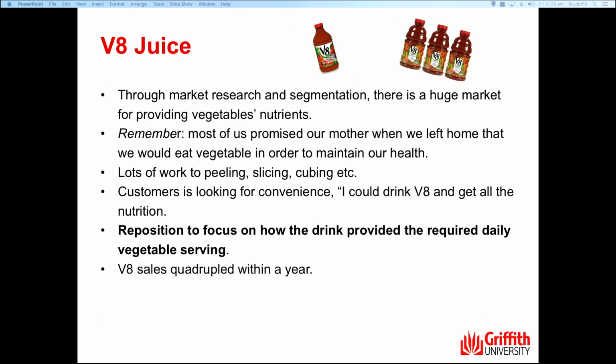They repositioned the product, starting from a clear problem, separating the symptom from the true problem. They repositioned and focused on how the drink provides the required daily vegetable servings. So they're not competing anymore with apple juice and other sweet drinks, and V8 sales quadrupled within a year. So this is an example of having a clear marketing problem. Once you are able to sort out the symptom and identify the real and relevant variables, that will clarify, reduce, and remove all the ambiguity, and produce an excellent result for your company and for your research. Thank you.